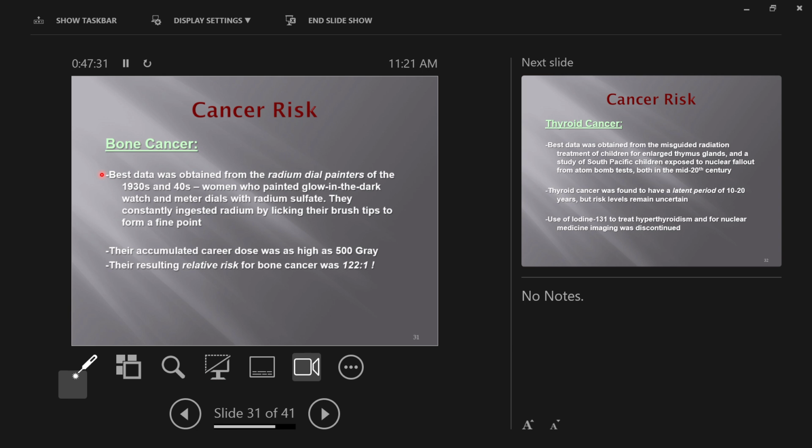Lots of unfortunate accidents in the past. This is another one of them. It's one of my favorites. I don't like that people died from radiation exposure, but this is one of the ones where there's just an obvious cause and effect. Bone cancers. The best data on bone cancer from radiation exposure was obtained from watch dial painters. Okay, so it's nice when you have a watch that you can see at nighttime, right?